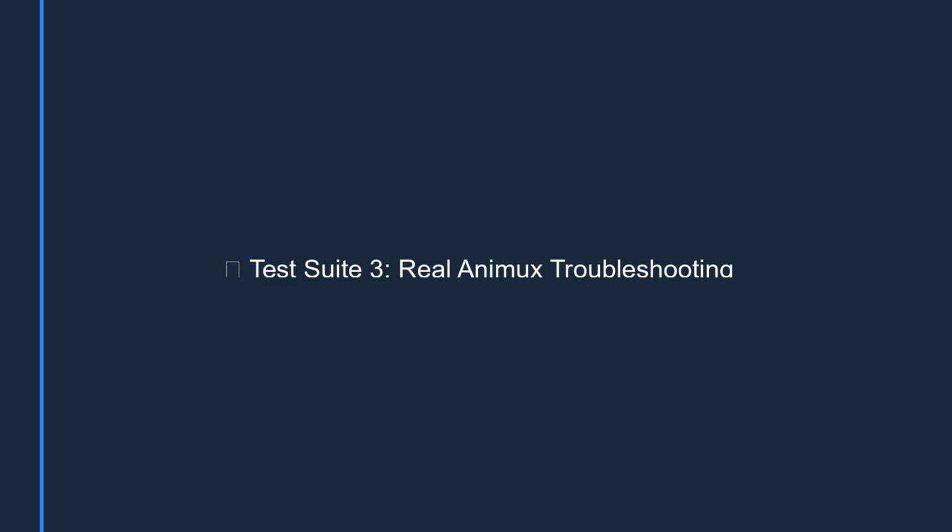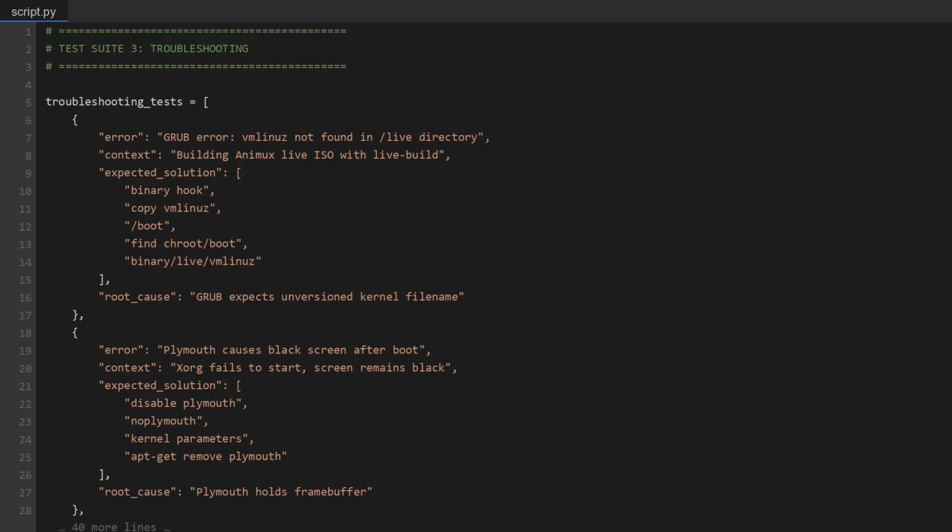Test Suite 3: Real Animux Troubleshooting. Troubleshooting tests are the most valuable and the most difficult to write because they're grounded in real failures. Each entry in this suite captures an actual error message from the Animux build process, the context in which it occurred, the correct resolution steps, and the root cause. That root cause field is easy to overlook, but it's critical. It's what lets you later analyze whether the model understands why something broke, not just what to type to fix it.